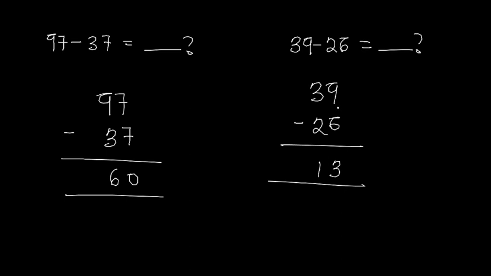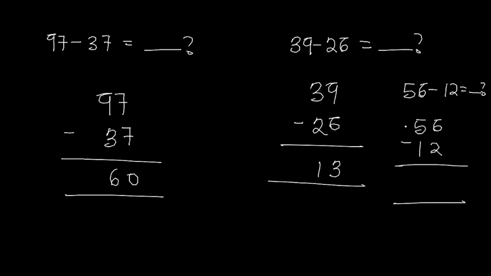Right, let's have a look at one final example. Say we have 56 minus 12. So I have here 56 minus 12. If I subtract 2 from 6, I'm going to get 4. If I subtract 1 from 5, I'm going to get 4. So it is 44.